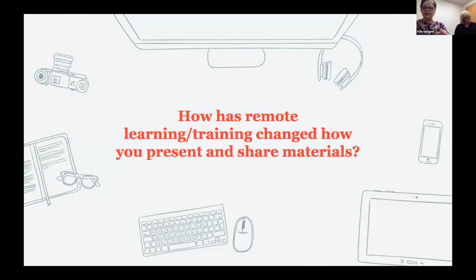So how has remote learning and training changed how you present and share the materials? Well, one of the things that we realized is that not everybody is very comfortable with certain types of platforms such as Zoom. So we do a day before in which they can log on, and we can just kind of go through those things with them. We haven't had a whole lot of participation in certain ones, but it's been helpful for others who are not familiar with it.